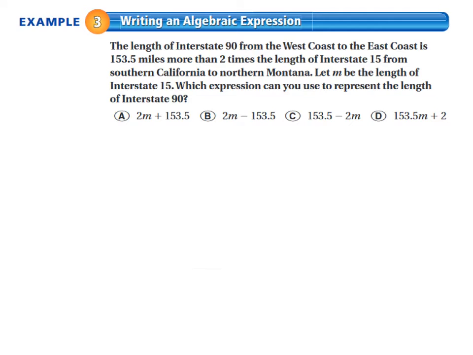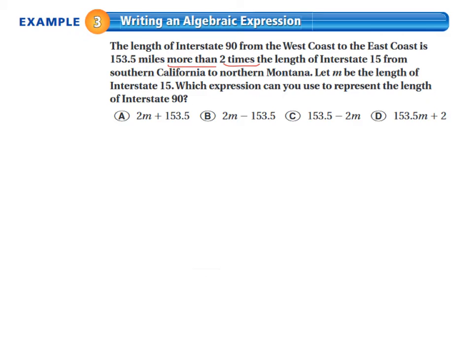Example 3, writing an algebraic expression. The length of Interstate 90 from the west coast to the east coast is 153.5 miles more than 2 times the length of Interstate 15 from Southern California to northern Montana. Let M be the length of Interstate 15. Which expression can you use to represent the length of Interstate 90? So let's look at our keywords here: 153.5 miles more than 2 times the length of Interstate 15.